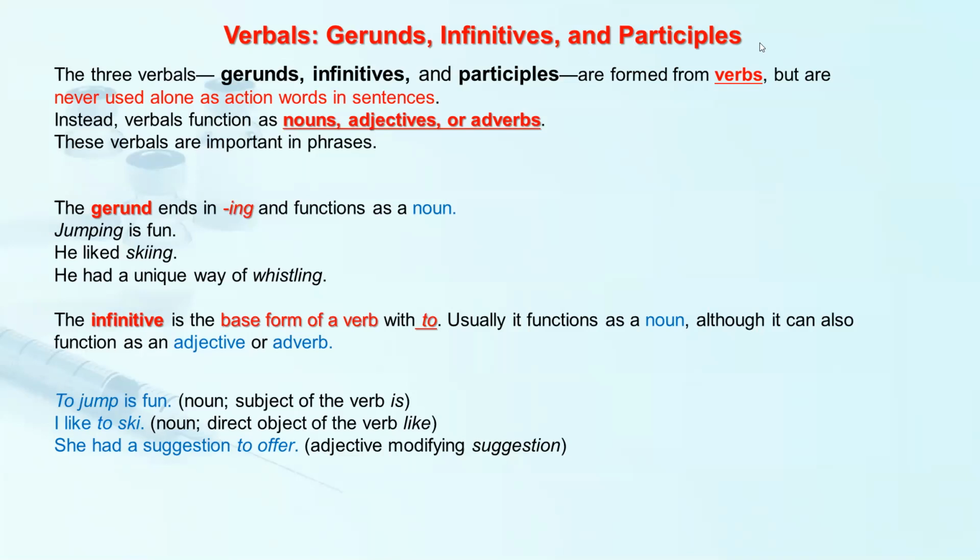Hello, doctors. In this session, we'll cover the most important topic in grammar, which is the verb tenses. First of all, verbals in English, like gerunds, infinitives, and participles. The three verbals are formed from verbs, but are never used alone as action words in sentences. Instead, verbals function as nouns, adjectives, or adverbs. These verbals are important in phrases.